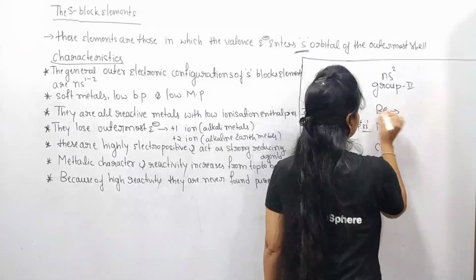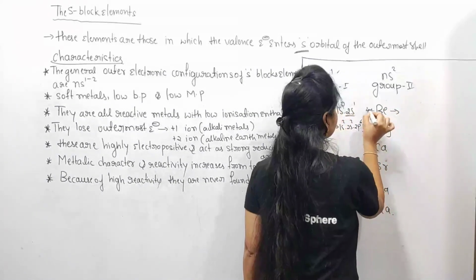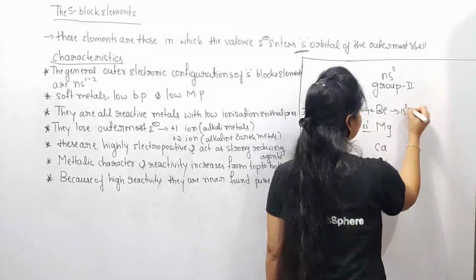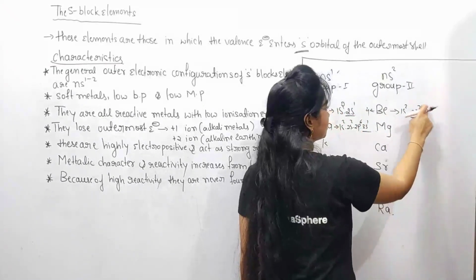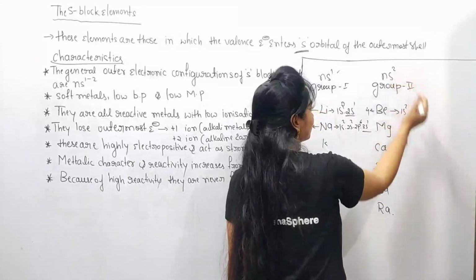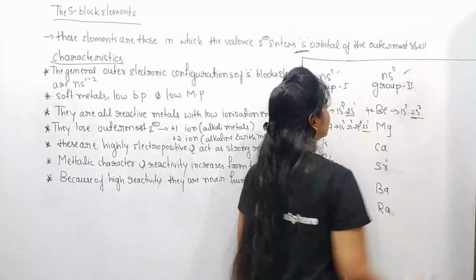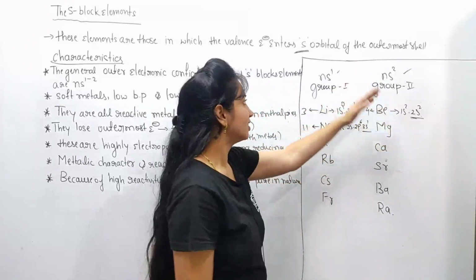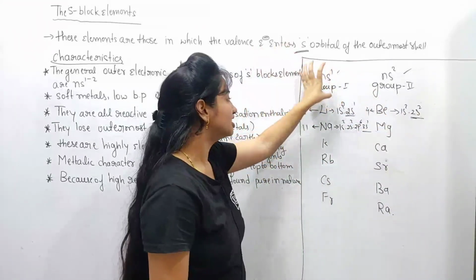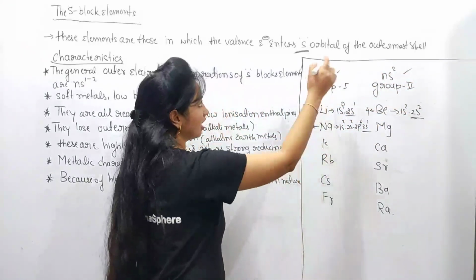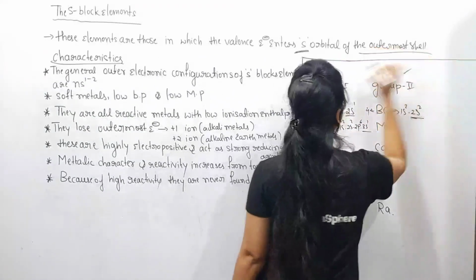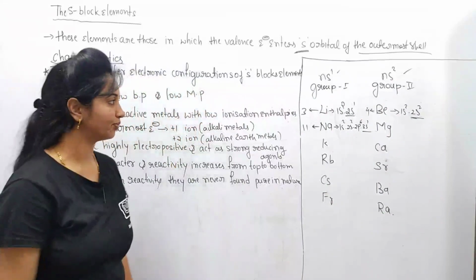And in beryllium, having the atomic number 4, the electronic configuration is 1s2, 2s2. Just observe, 2s2 means ns2. It is also in the form of ns2. So like this, these are the general electronic configurations of the outermost shell of group 1 and group 2.